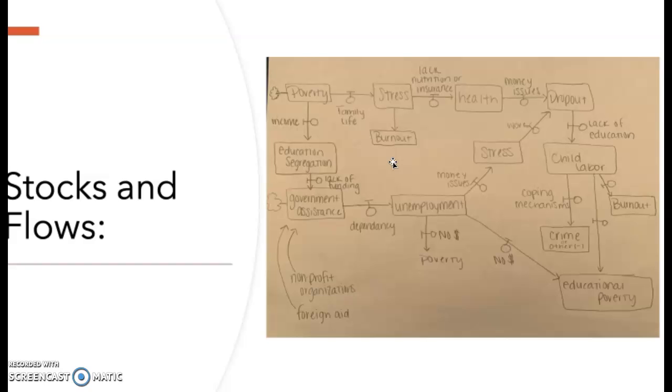So if we go from poverty, stressful family life at home causes stress, and then you either have a lack of nutrition or lack of access to health aid, such as insurance or a doctor's office. Sometimes you can struggle with health issues. And when health issues arise, there's usually money issues involved because you have a lack of insurance. And sometimes, if that's the case, children who are currently in school feel the need to drop out so that they can start working and supporting their family or making ends meet. So that would lead to dropping out.